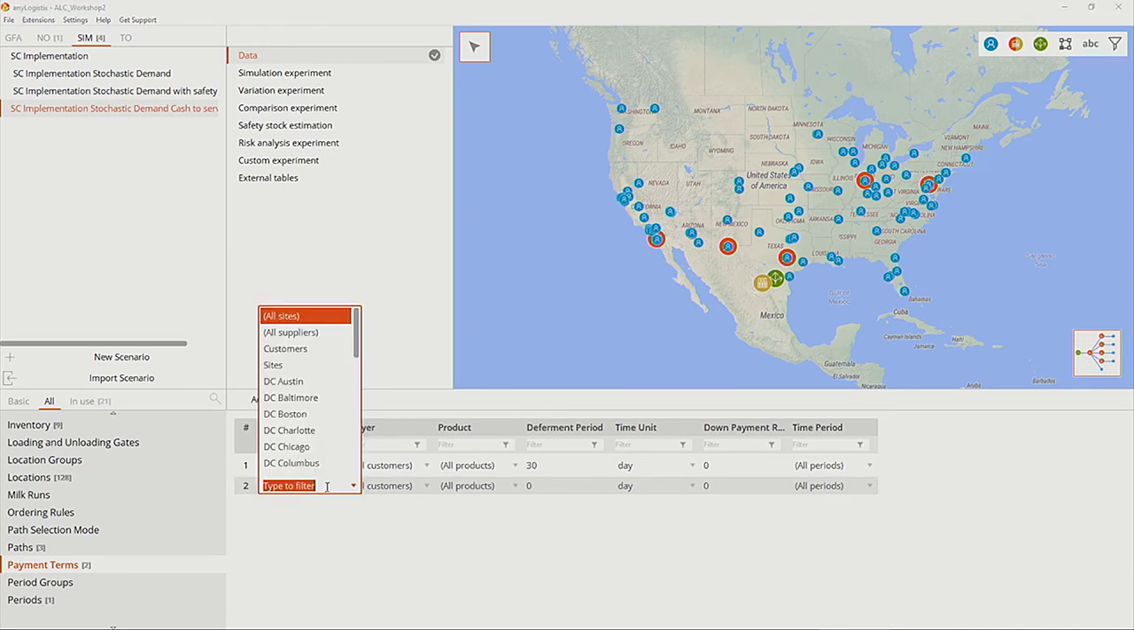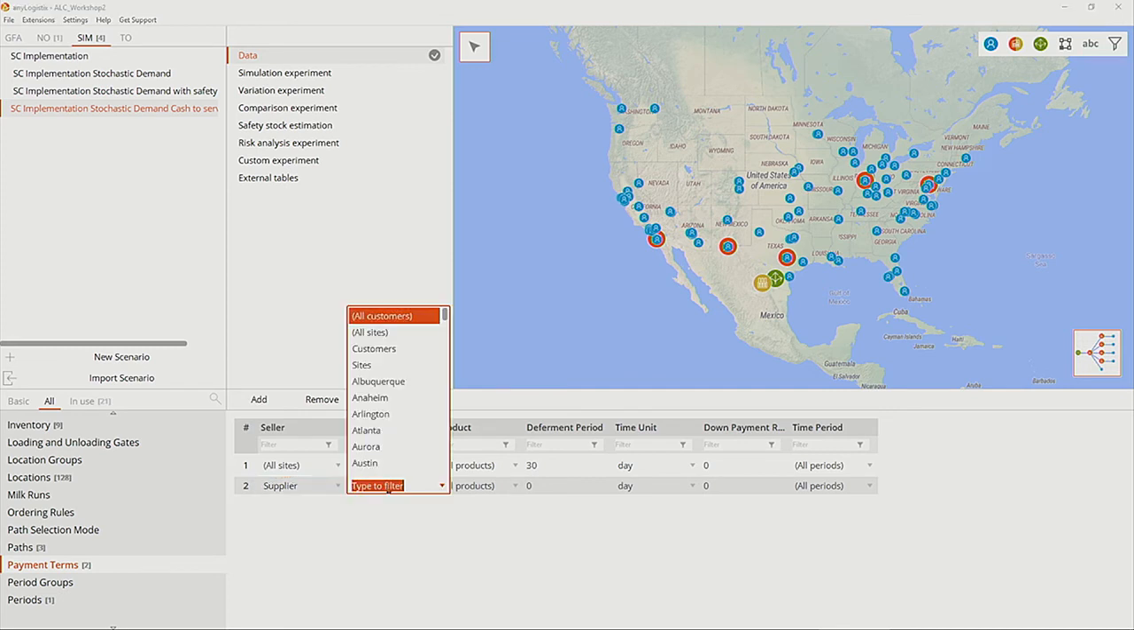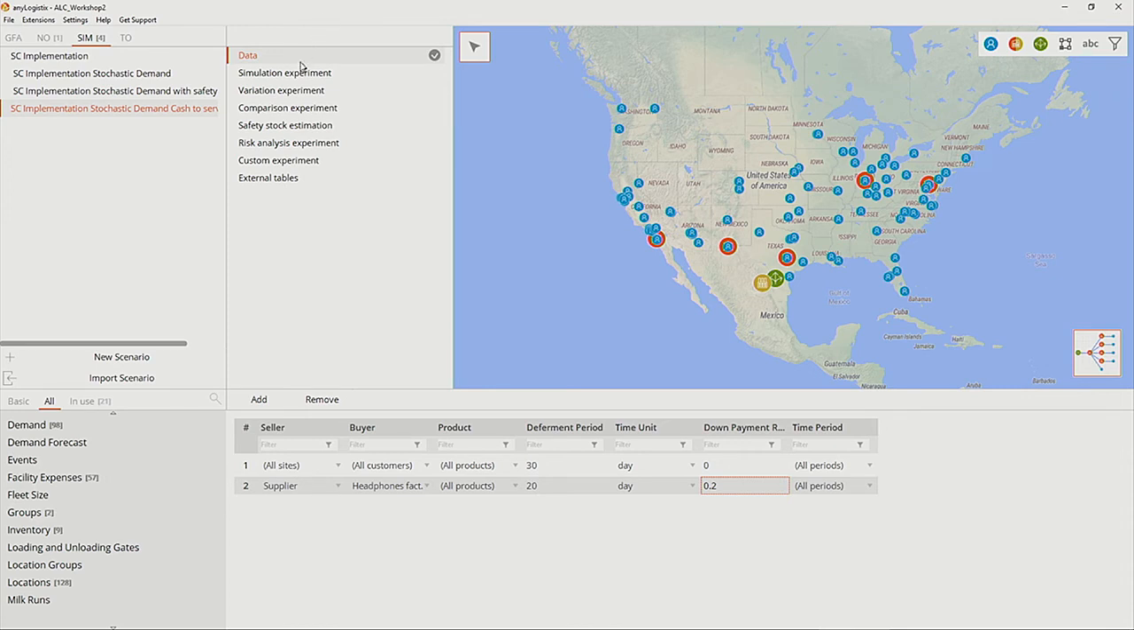So when we buy from the supplier, our factory buys raw materials from the supplier. We have a 20-day deferment period, and we also have a down payment of 20%. So actually that is enough to define cash flow in our model, but we also want to measure it, right?